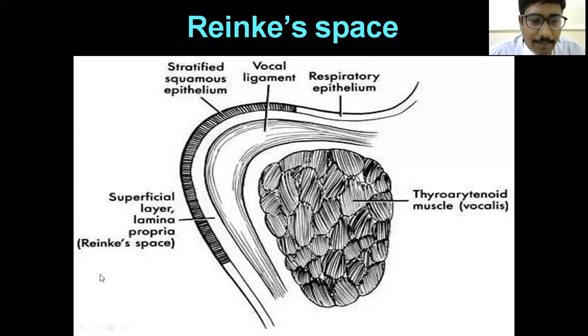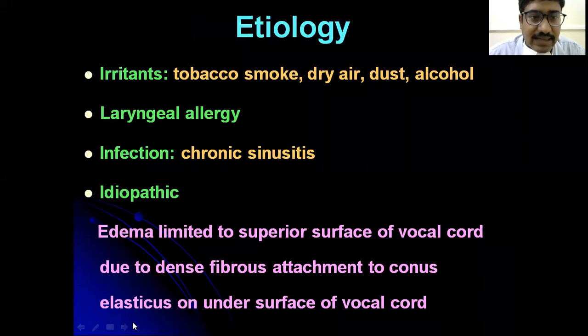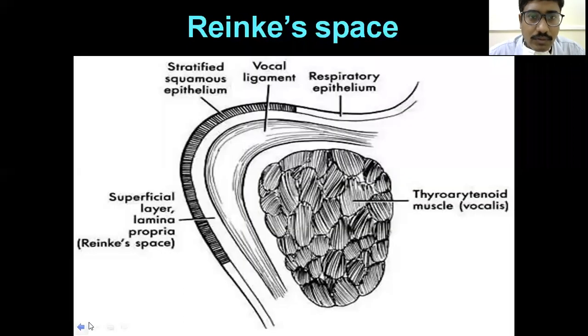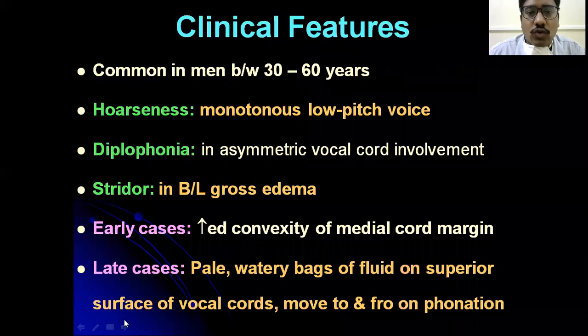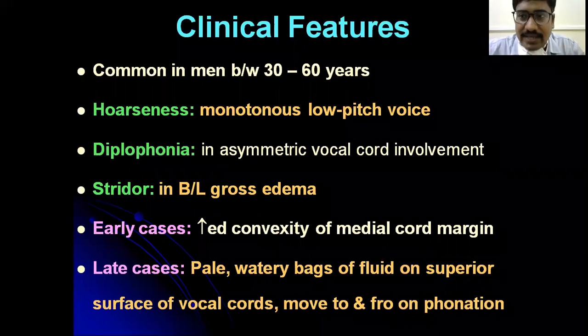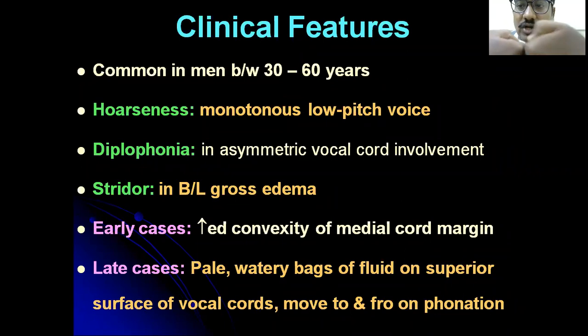So what happens when you see it in indirect laryngoscopy? In indirect laryngoscopy, you will see bilateral edema of the vocal cords. The vocal cords are saggy, and there is medial bulging of the vocal cords. The vocal cords will be bulging medially, showing a convexity. See, the bulging will be like this, showing convexity medially. Okay.